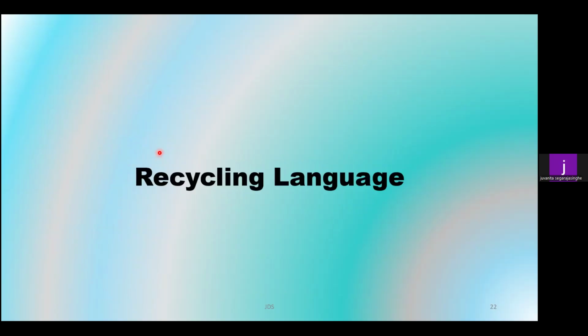Then we come towards recycling language, right? Recycling language means basically whatever the child knows. The child is not an empty vessel. There will be something inside the child, whatever language or language-related knowledge the child knows. It can be alphabets, it can be just simple words. That has to be elicited and recycled. Read.